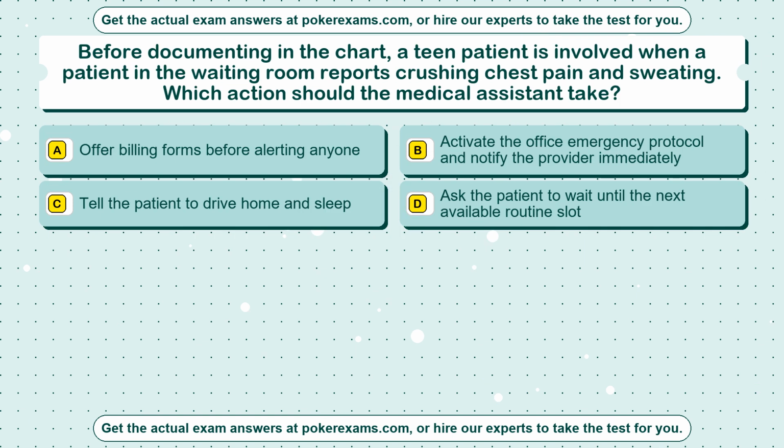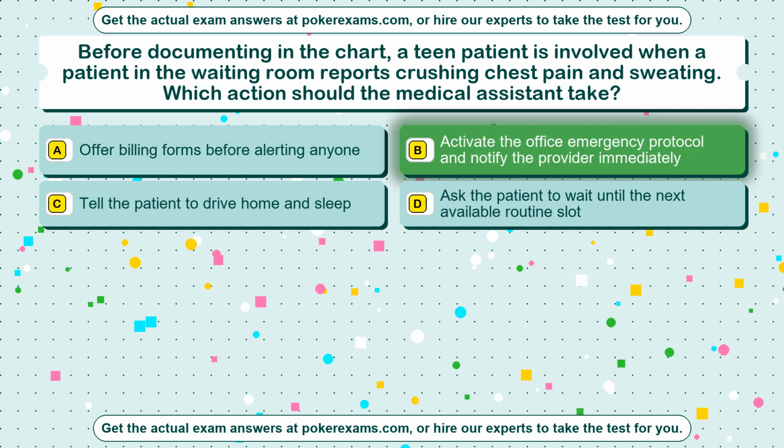Question 88. Before documenting in the chart, a teen patient is involved when a patient in the waiting room reports crushing chest pain and sweating. Which action should the medical assistant take? Option A, offer billing forms before alerting anyone. Option B, activate the office emergency protocol and notify the provider immediately. Option C, tell the patient to drive home and sleep. Option D, ask the patient to wait until the next available routine slot.